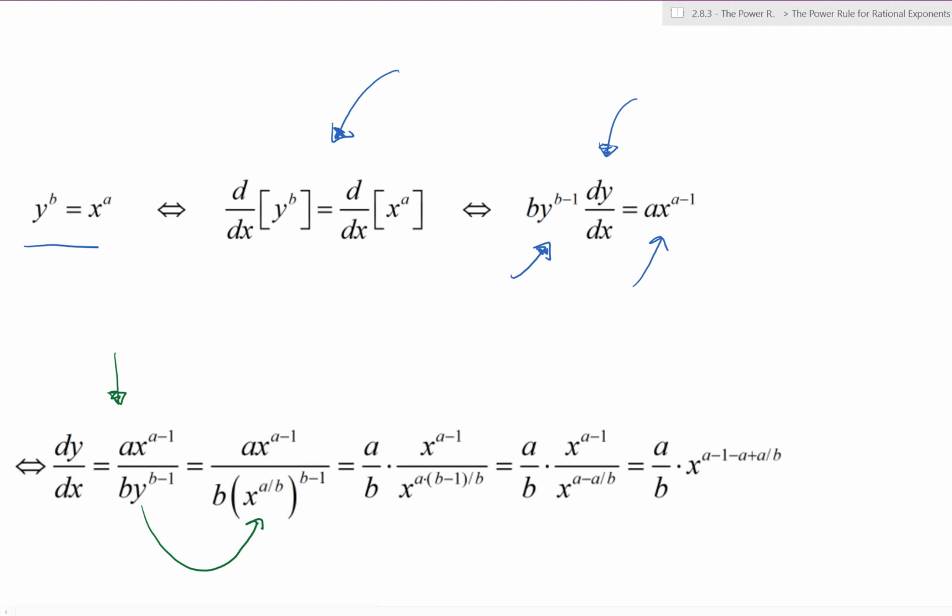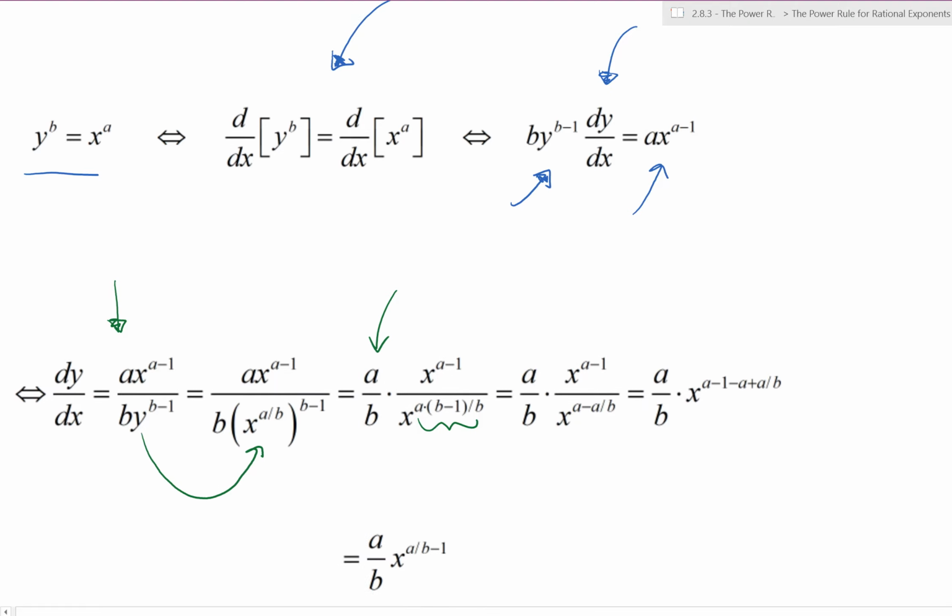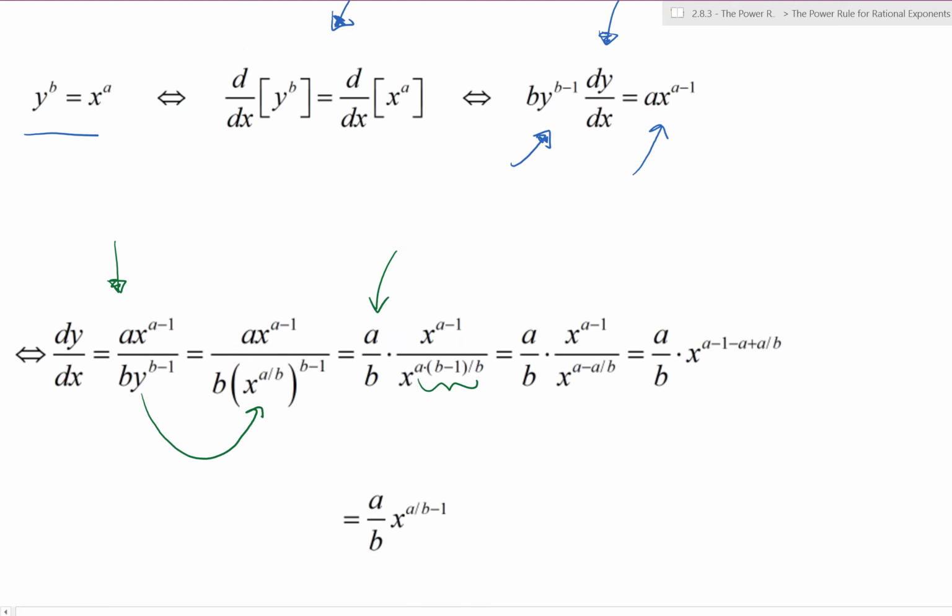Now I'll start playing some games. I took this a divided by b and threw it out in front. That's just a constant coefficient of this expression. Here, all I'm doing is using the power rule for exponents to rewrite x to the power of a divided by b, all of that to the power of b minus 1. You multiply powers, so you get x to the power of a times the quantity b minus 1, all divided by b. Then, by some simplification, I can write the next statement.